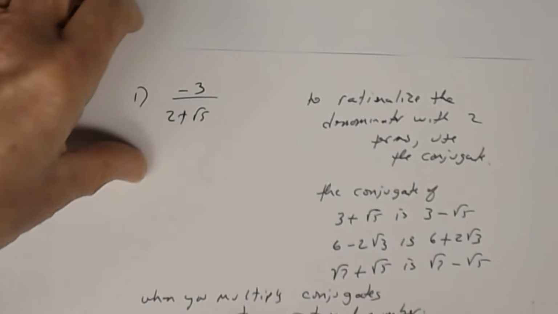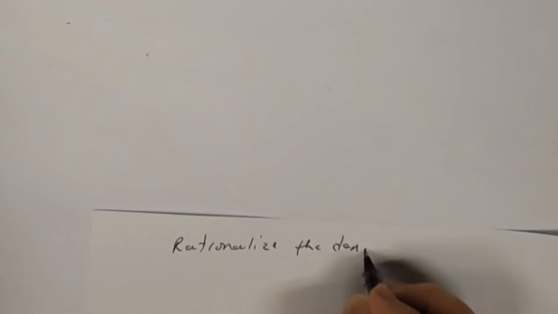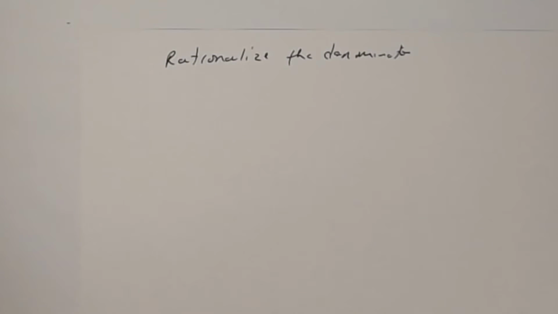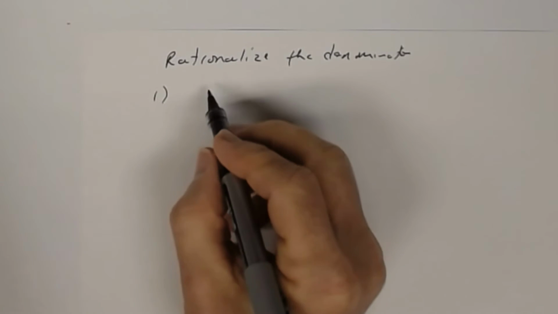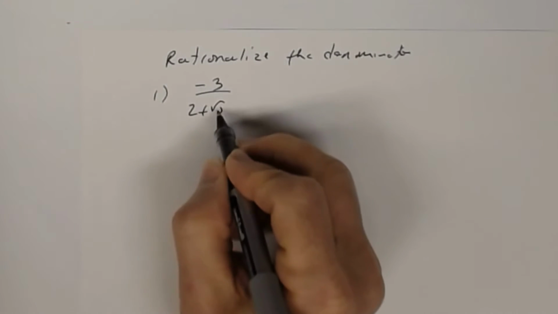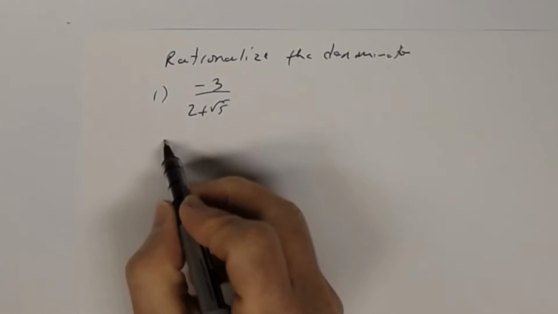So number 1, the directions will say rationalize the denominator. Now you have to remember that when you have two terms, you have to use the conjugate. So negative 3 divided by 2 plus the square root of 5. Okay, so here we go. All right, now I'm going to write this over.